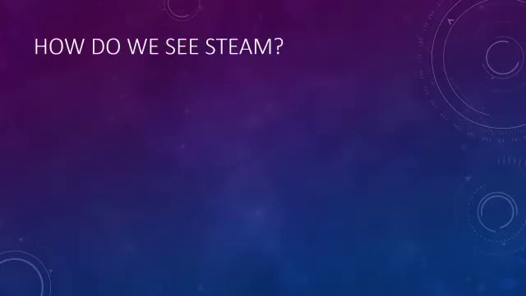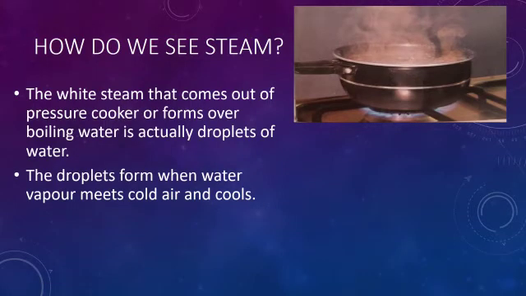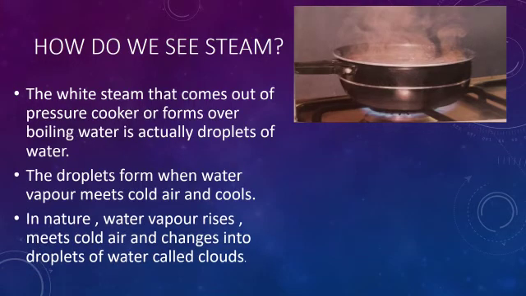If water vapor is colorless, then how do we see steam? The white steam that comes out of pressure cooker or forms over boiling water is actually droplets of water. The droplets form when water vapor meets cold air and cools. In nature, water vapor rises, meets cold air and changes into droplets of water called clouds.